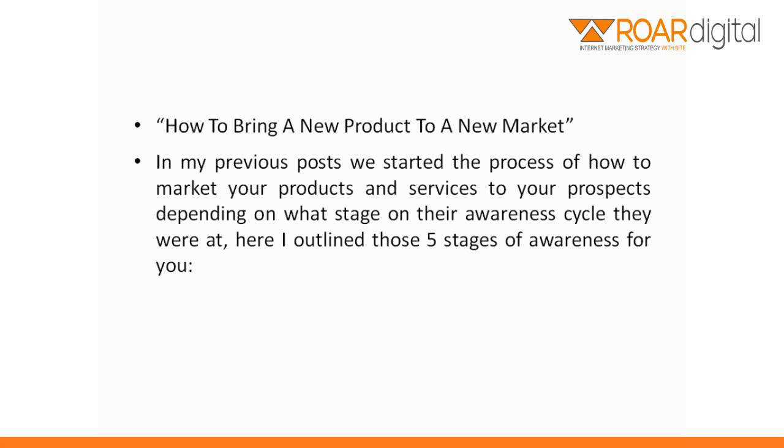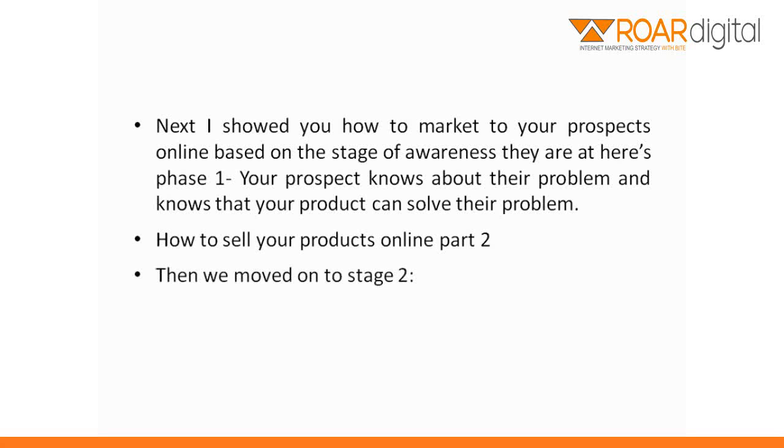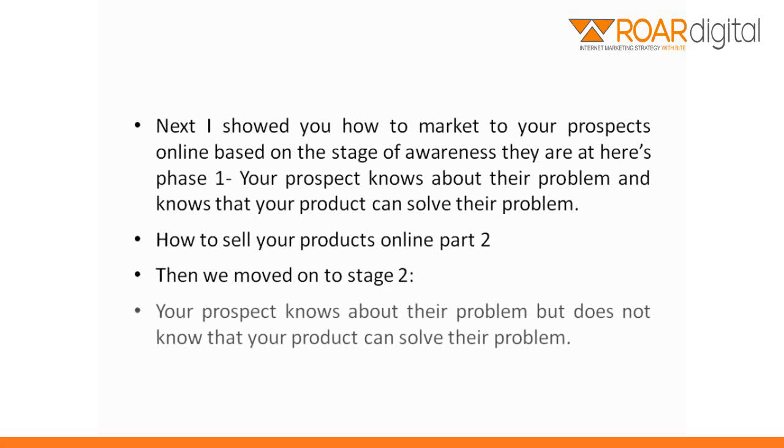Here, I outlined 5 stages of awareness for you. You can check out the link below to see that post. Next, I showed you how to market to your prospects online based on the stage of awareness they are at. Here's phase 1. Your prospect knows about their problem and knows that your product can solve their problem. Then, we moved on to stage 2. Your prospect knows about their problem but does not know that your product can solve their problem.